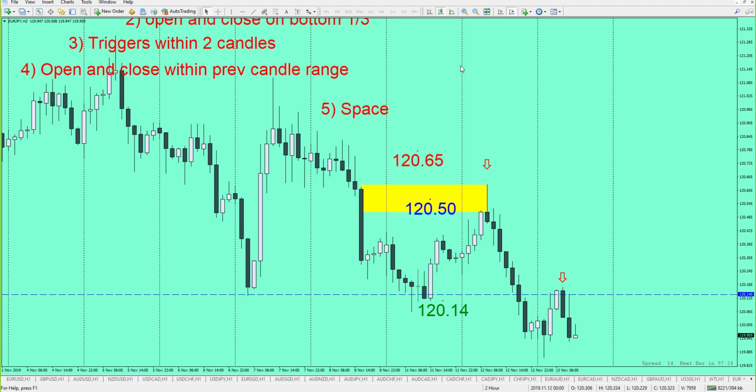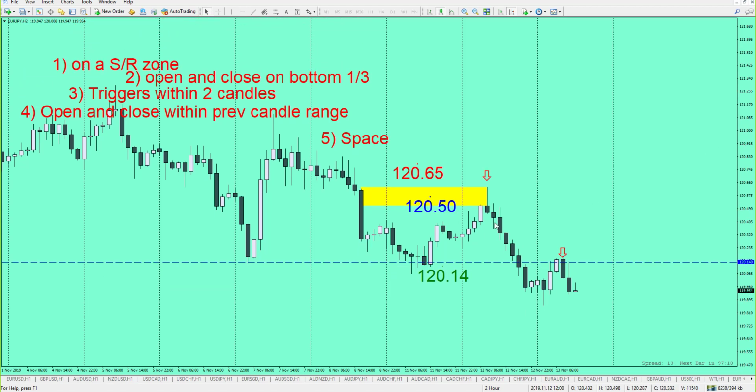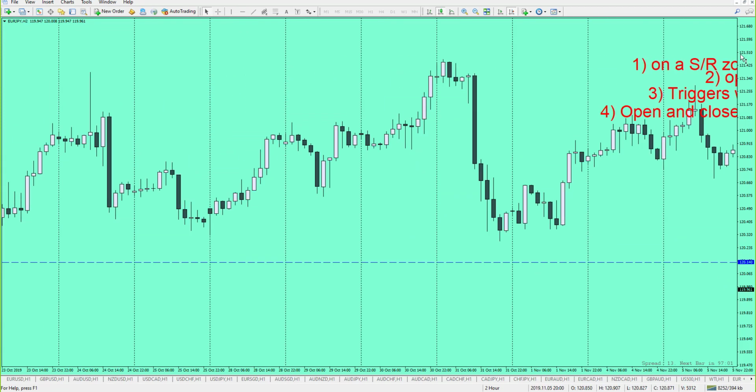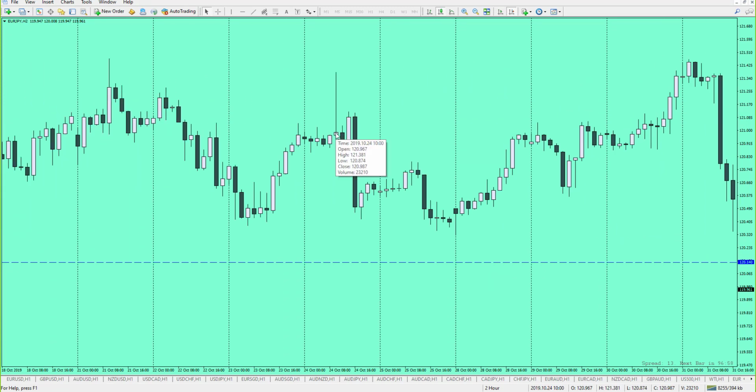That's a kangaroo tail. Now, with the pin bar, these rules aren't part of the deal. With the pin bar, space, the open and the close rule inside the previous candle, triggering a sell stop or a buy stop within 2 candles, the bottom third and the top third thing, all of that stuff doesn't matter with the pin bar. I think what they're looking at here is just candles like this. This would be a pin bar here, but that would not be a kangaroo tail.